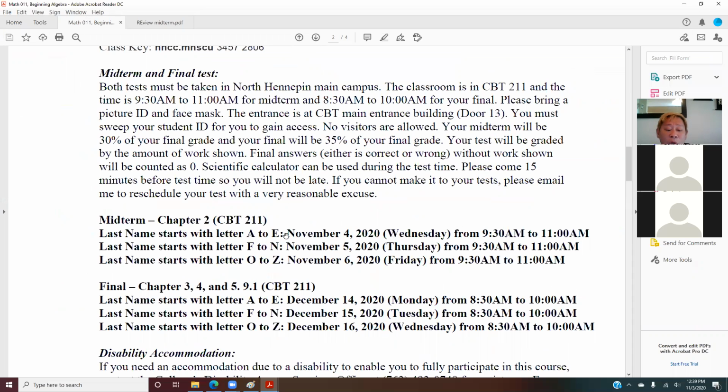If you cannot come during these times or days because you got something based on your last name, please email me as soon as possible because it's very important for you to set it up. That room is not really big. I think it can accommodate like 13 or 14 students, and I have 10 students already. So make sure you let me know if you cannot make it to the midterm.